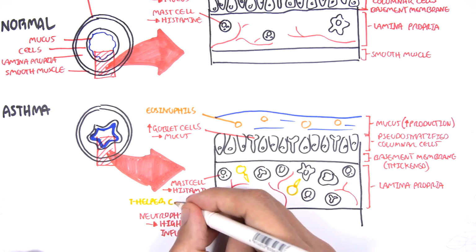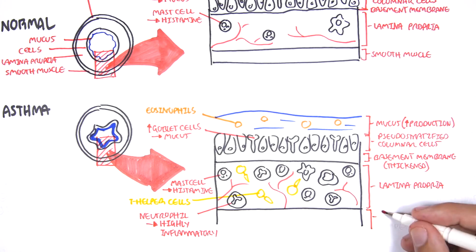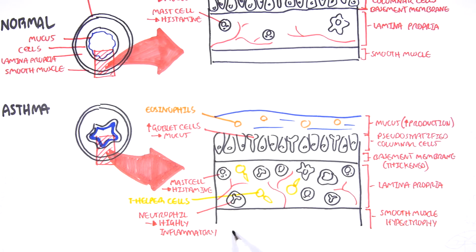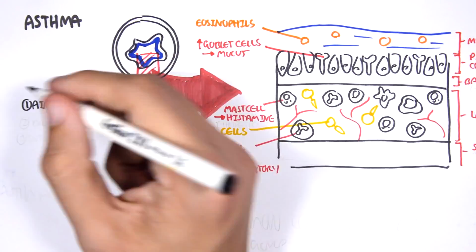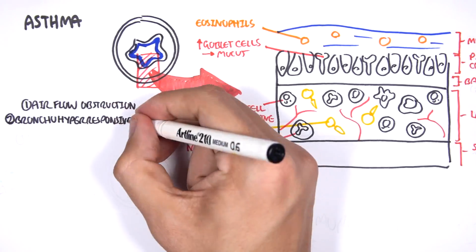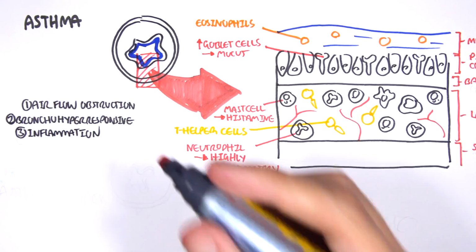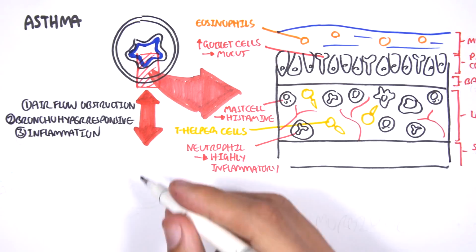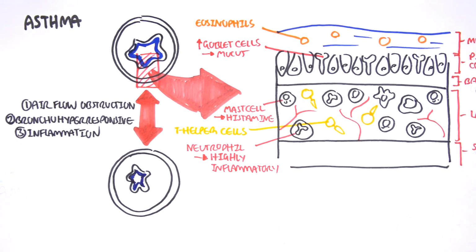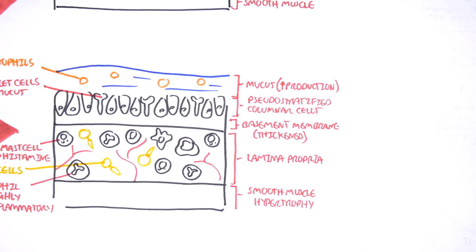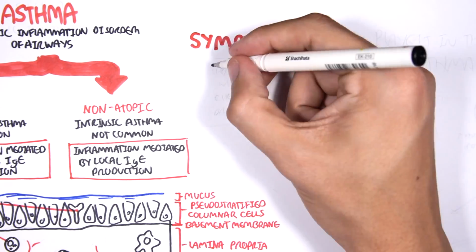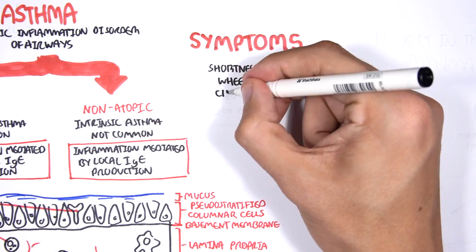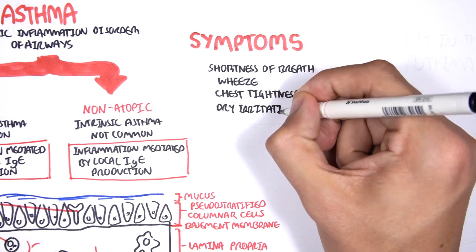We also can find that there's smooth muscle cell hypertrophy, so smooth muscle cells increase in size. And this is due to the constriction. Now, because of all these changes, there are three characteristics of asthma, the triad. These are airflow obstruction, bronchial hyperresponsiveness because of histamine release, and inflammation due to the increase in neutrophils and other immune cells to the area. Symptoms of asthma include shortness of breath, wheeze, chest tightness, and dry, irritating cough.